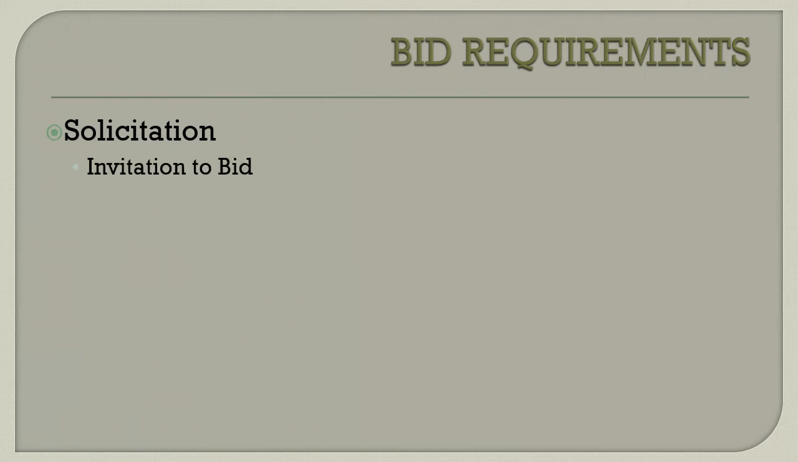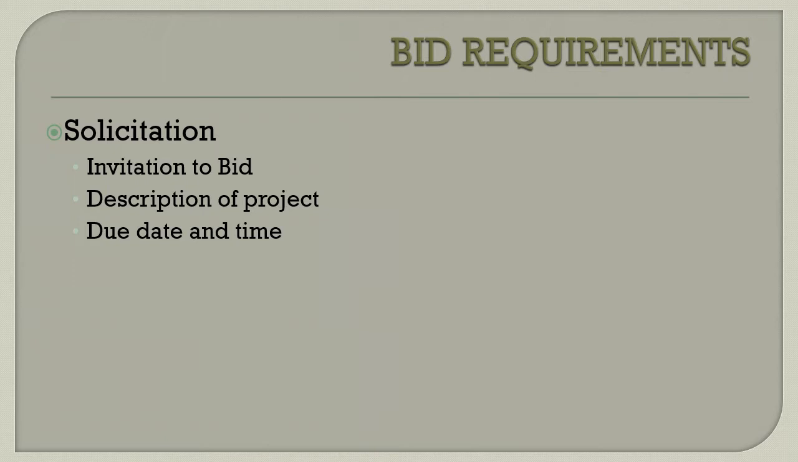Solicitation would include an invitation to bid. The county engineer is asking for bids on a roadway project. And that project will then be described in the solicitation: 4 miles of asphalt paving. It will include the date and time that the bids are due.